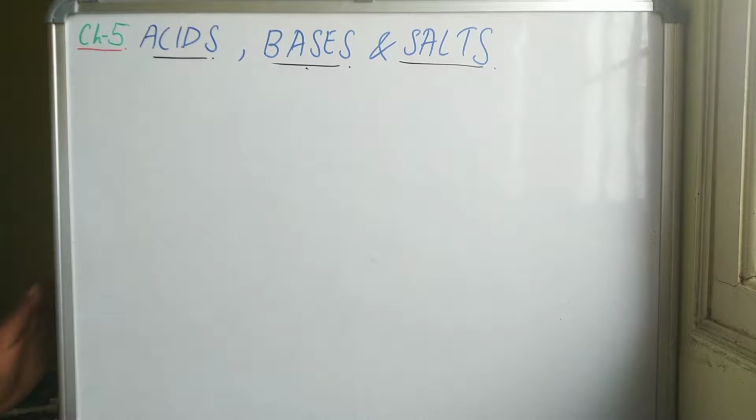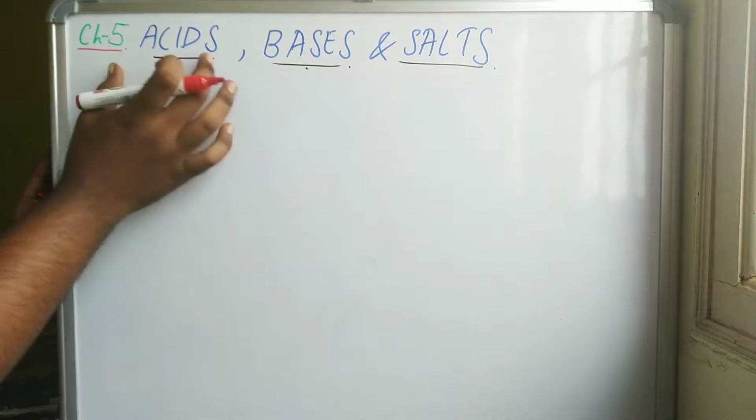In this video we are going to discuss chapter 5, that is Acids, Bases and Salts, Science, 7th class. Fine. So in this video we are going to discuss first acid and base. What are the differences between acid and base?